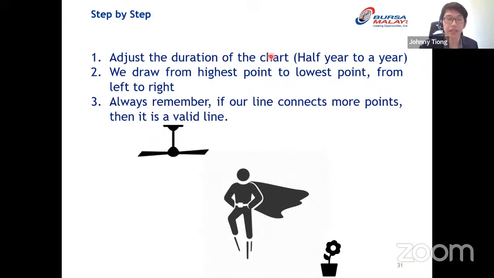Step by step. First, we adjust the duration of the chart to normally half a year to 1 year, and then we draw from the highest point to the lowest point, from left to right. Always remember, if our line connects more points, then it is a valid line. Just like the example here, we have a Superman with the ceiling and also the floor.